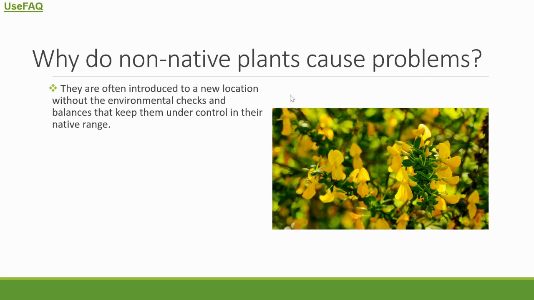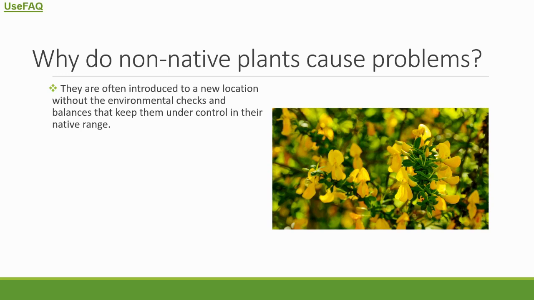So why do these non-native plants cause problems? I don't know. If you think about that, why would a non-native plant cause a problem? How would one figure out before planting something that this non-native plant would cause a problem? Why do these non-native plants cause problems?